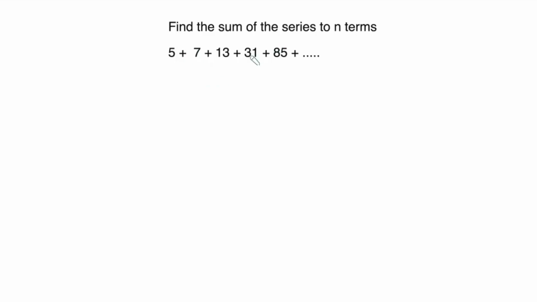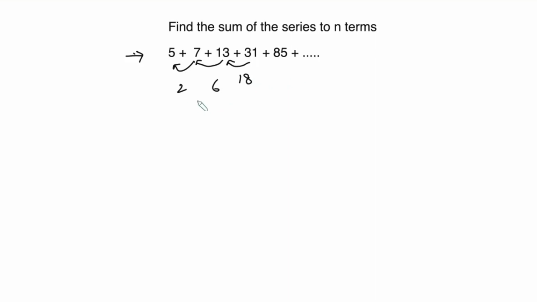Find the sum of the series to n terms 5 plus 7 plus 13 plus 31 plus 85 and so on. Here the given series is not in the form of AP or GP, but if we find the differences of consecutive terms, 7 minus 5 is 2, 13 minus 7 is 6, 31 minus 13 is 18, and so on. Here we'll find that the common difference of these terms is not same, so that means it's not AP.